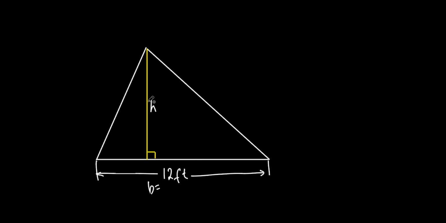Here's what they do. They ask you to find the height. But how are you going to find the height? Well, they tell you the area. So they're not actually asking for the area. They tell you the area. And they tell you it's 54 feet squared. So what you have to do is find the height. And that's what they are going to ask you to do.